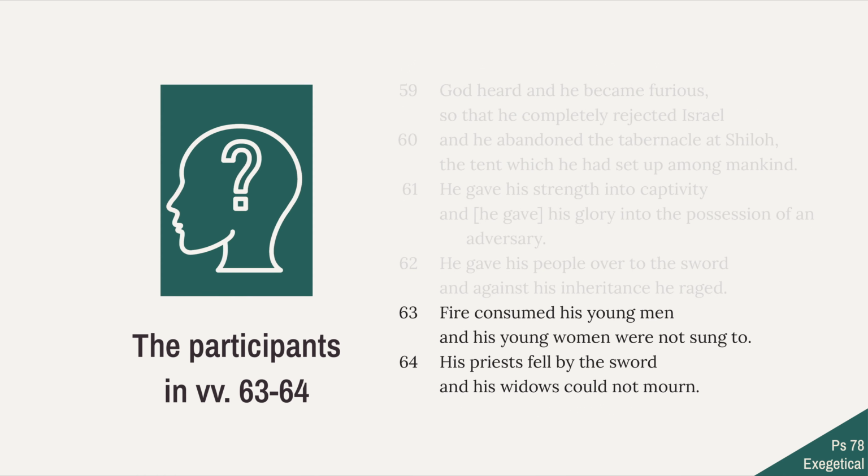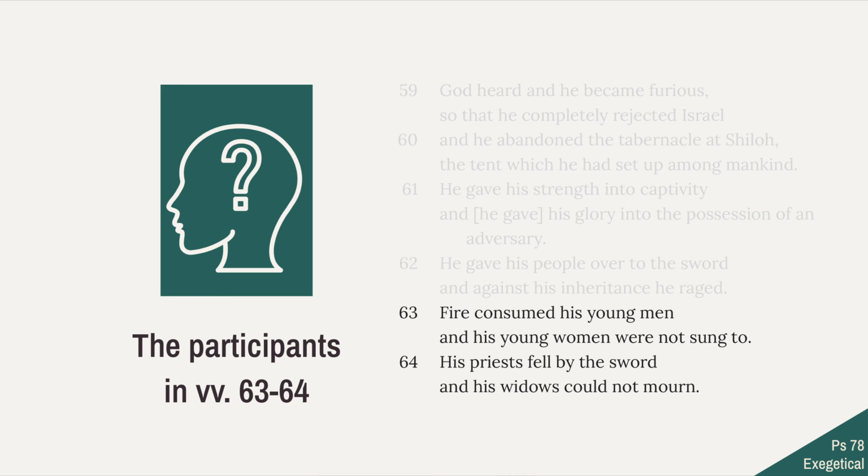The issue with the participants in verses 63 to 64 really brings us to the heart of the psalm. These verses describe how the Lord rages against his inheritance, punishing his young men and women, his priests and his widows. The repetition of "his" stands out, and that's the point. Despite their rebellion, his people are still his people, his inheritance. And so there has to be some solution to their continuous rebellion other than their permanent, complete rejection.